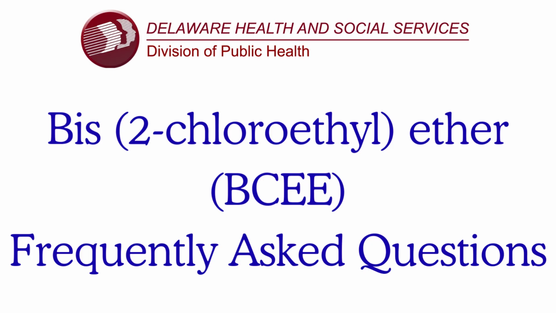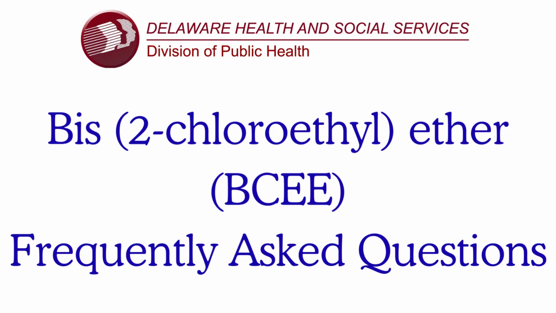How can people be exposed to BCEE? You could be exposed to BCEE through breathing BCEE vapor if you work where BCEE is used or made, touching it if you work where BCEE is used or made, or drinking water that contains BCEE. Low levels of BCEE are found in drinking water supplies in many parts of the United States. Higher levels are found in groundwater near waste sites.